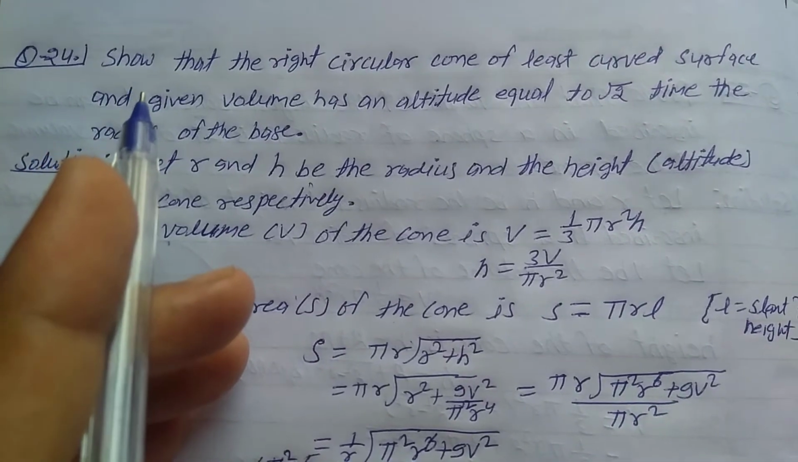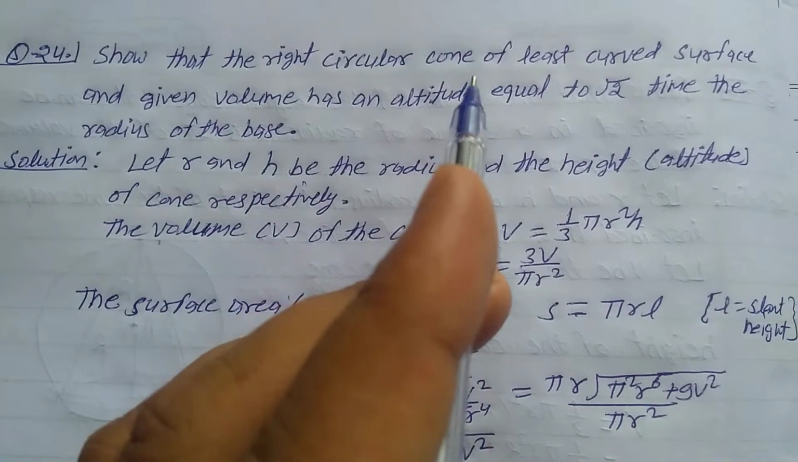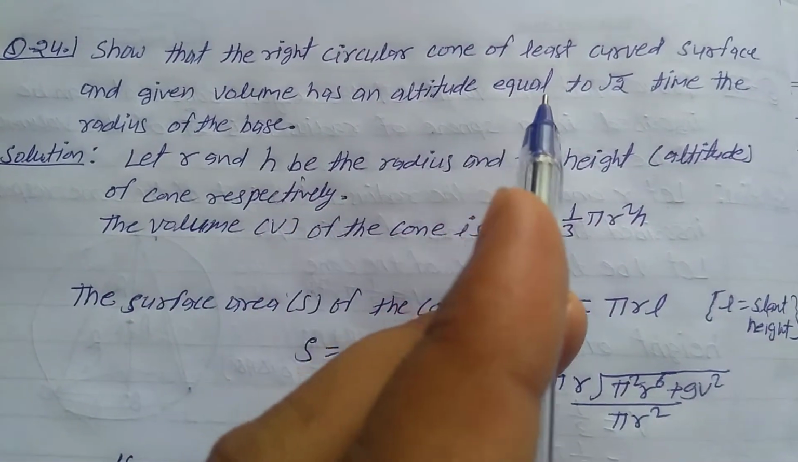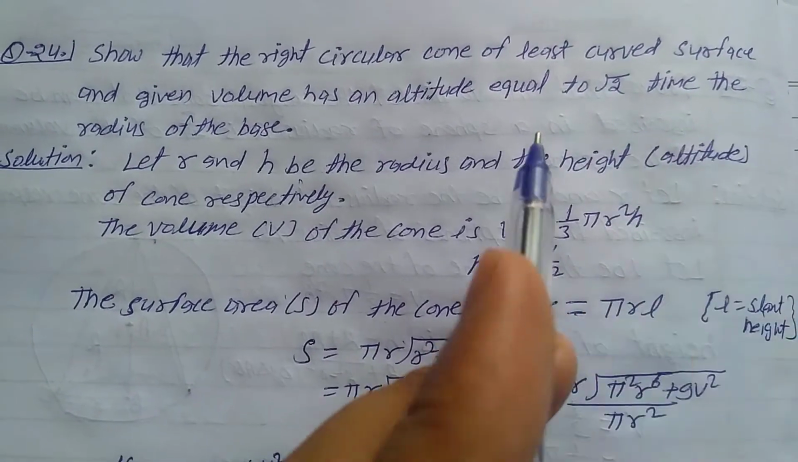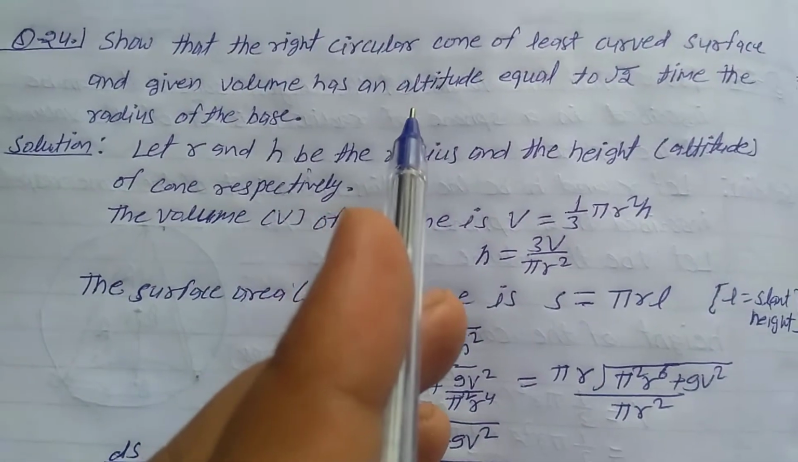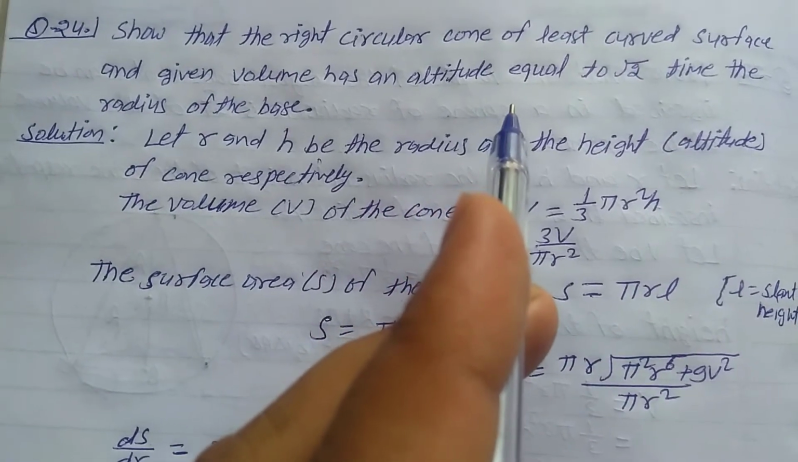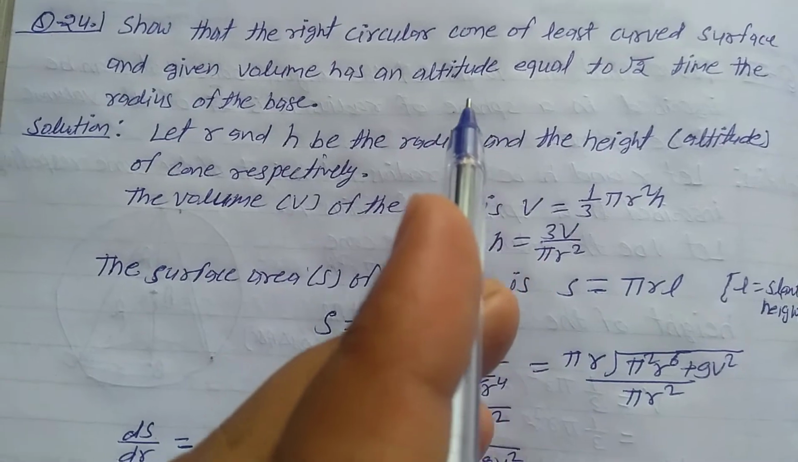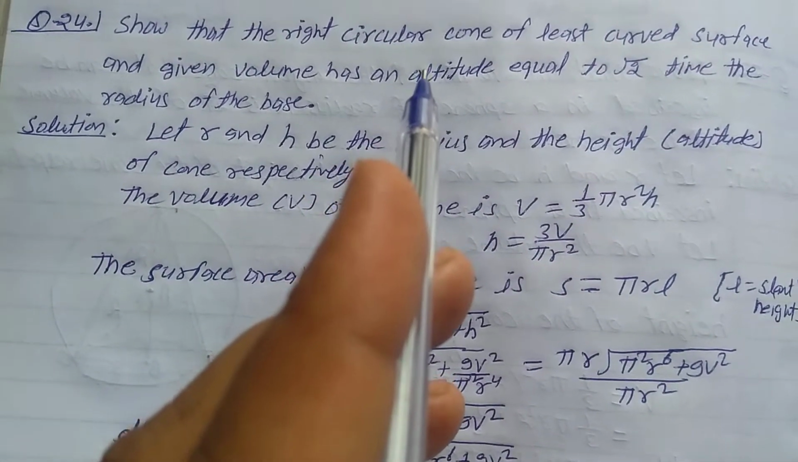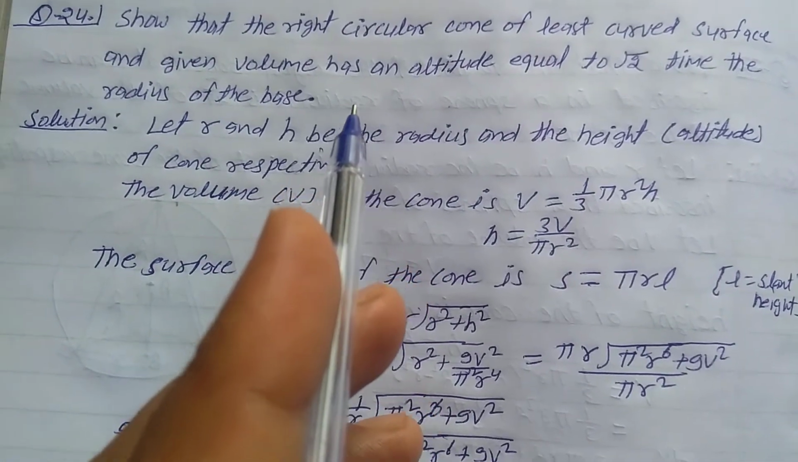Explain question number 24, exercise 6.5, class 12th. Show that the right circular cone of least curved surface and given volume has altitude equal to root 2 times the radius of the base. That means we have to find the relation that the altitude is root 2 times the radius. So the least curved surface is to be found, and the volume is given, which means the volume is constant.